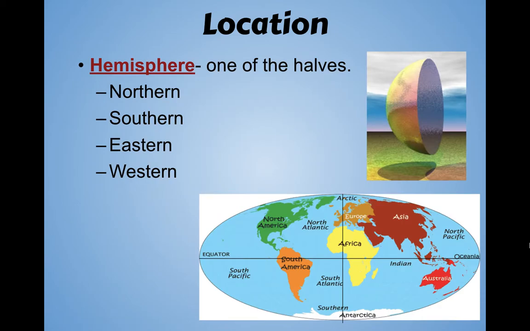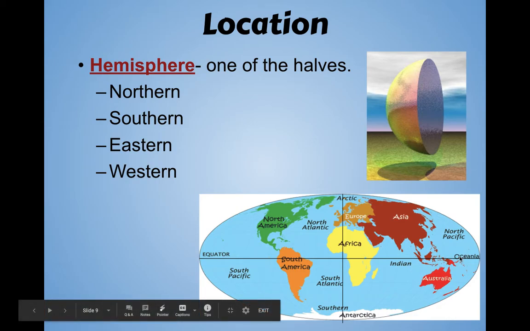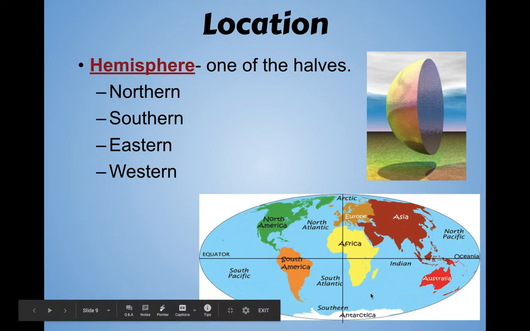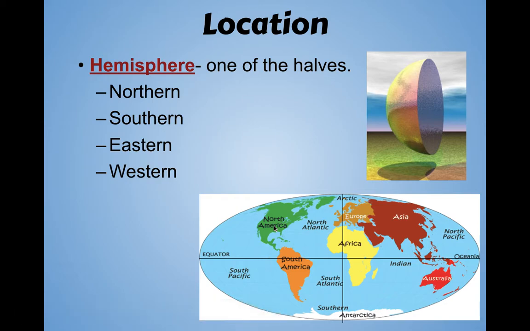So, hemisphere. I've talked about this a little bit already, but a hemisphere is one of the halves. If you were to cut the Earth in half on the equator, this would be the northern hemisphere, and this would be the southern hemisphere. And if you were to cut it in half on the prime meridian, this would be the western hemisphere, and this would be the eastern hemisphere. So we live in the northern hemisphere and the western hemisphere. We live right here.